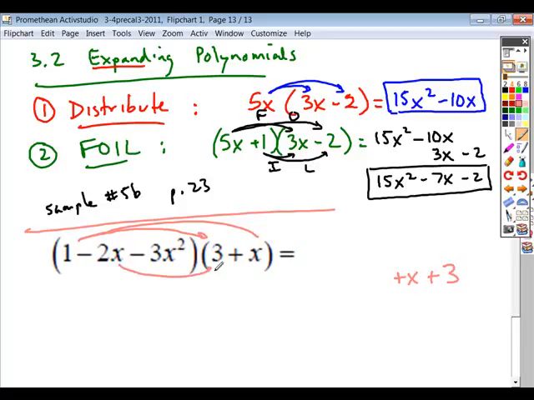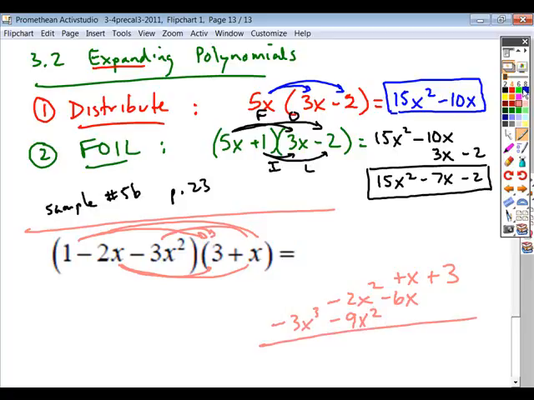So negative 2x times a negative 3 is negative 6x. I'm going to combine it in that same column of the x's. And then negative 2x times an x gives me a net negative 2x squared. Then move to my last term and distribute it. Negative 3x squared times the 3 gives me negative 9x squared. Again, going to combine it in that same column. And then a negative 3x cubed.